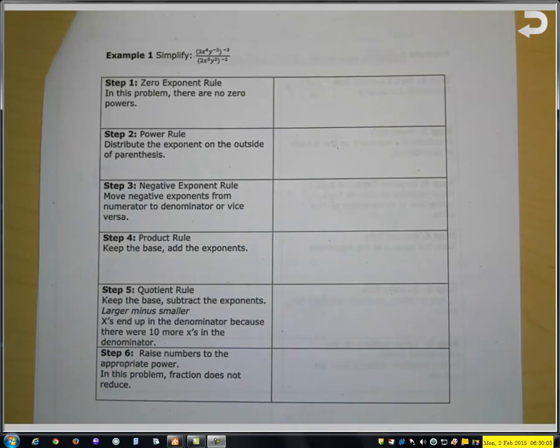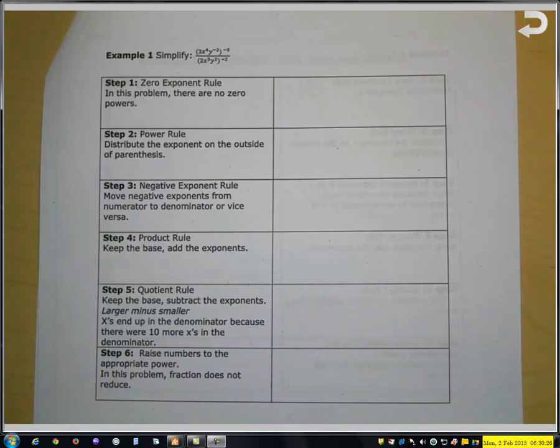Okay, today we're going to talk about how we handle problems that require us to apply multiple exponent rules. So I'm going to give you some steps here, the order that you could apply the exponent rules in. You don't have to follow this order, but this is a good order of where to start if you don't know what to do with the problem.